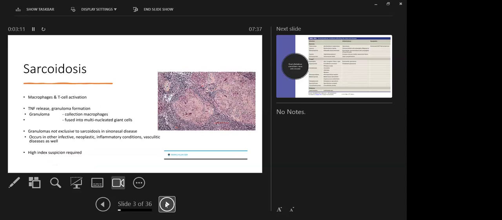So as illustrated in the histology, a granuloma is a collection of macrophages that fuse to form multi-nucleated giant cells. As we mentioned, they're not exclusive to sarcoidosis and sinonasal disease, and these granulomas can occur in many other diseases: infective, neoplastic, inflammatory conditions, and even some of our vasculitic diseases. So as such, if you have a histology that suggests a granulomatous condition, you still have to maintain quite a high index of suspicion in order to be able to make a diagnosis.